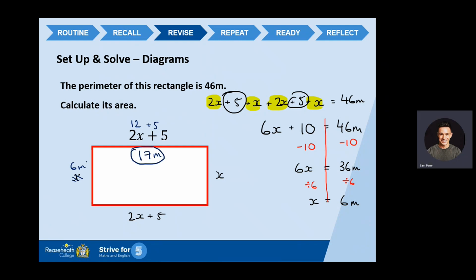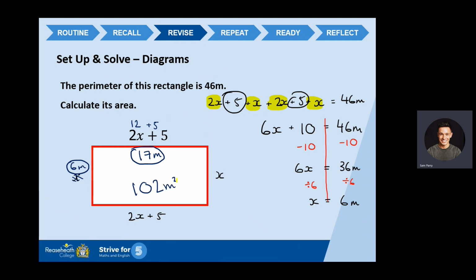So we know the two dimensions now that we need. We know the length and the width. So just open the calculator. 6 times by 17 is 102. And we're dealing with area, so it's going to be meters squared. That is my final answer.